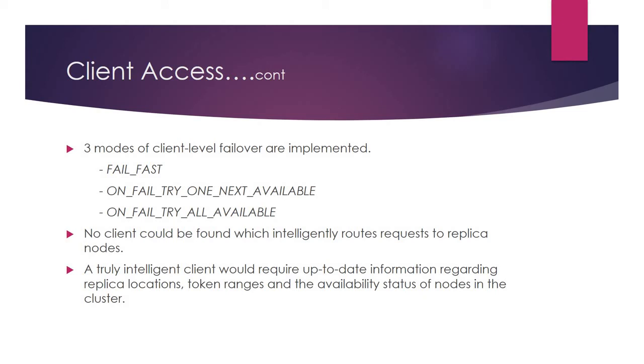The second one is on fail try one next available. If the first contacted node is down, then it attempts to contact one more node in the ring before it fails. And the other is on fail try all available. Unlike the other two, if it observes a node fail, it will contact all the nodes in the cluster before failing the request.